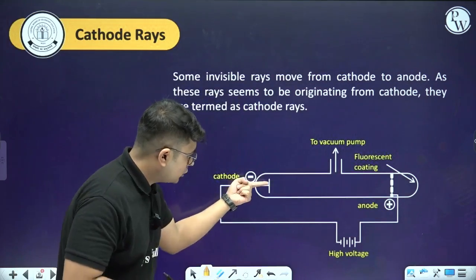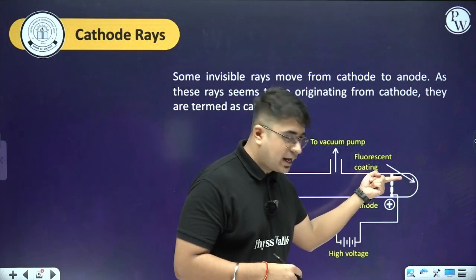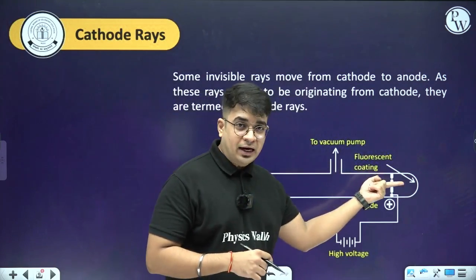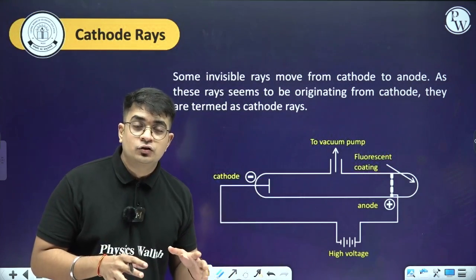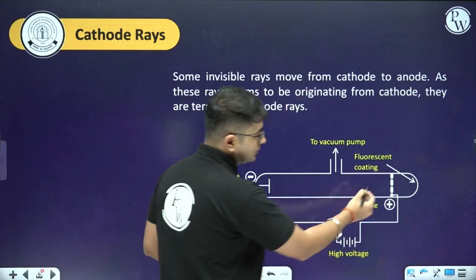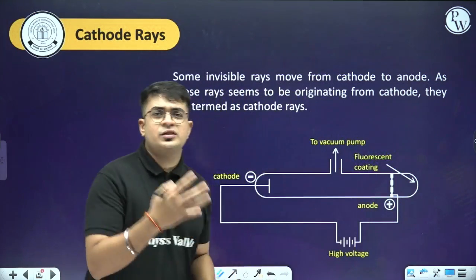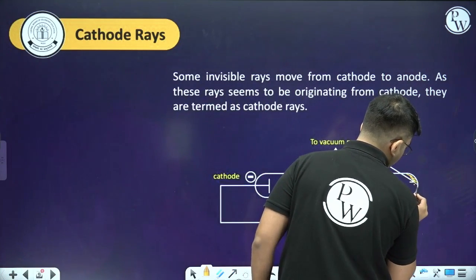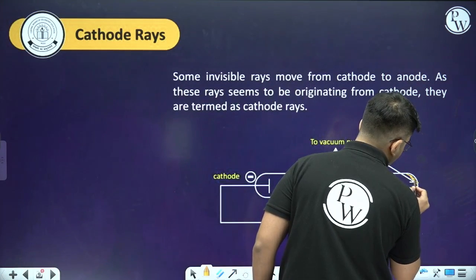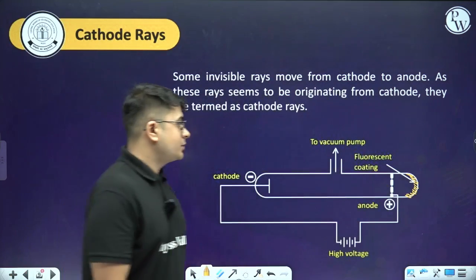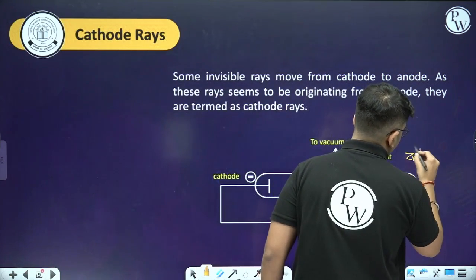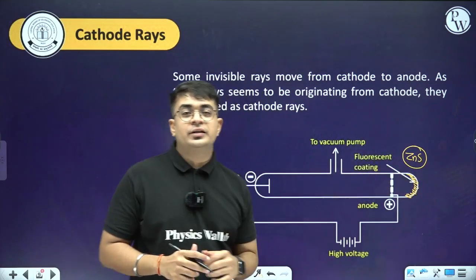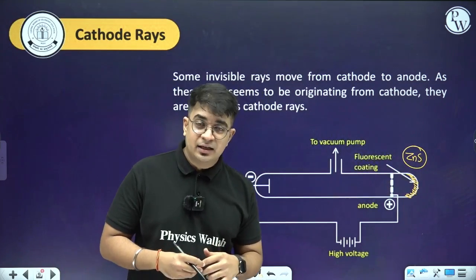If something is moving from cathode to anode and we cannot see it because it is not visible, I need to make sure that something is moving. So I can make small holes in the anode, which is a perforated anode, and I can coat the back side of the glass tube with a specific chemical, which is ZnS, zinc sulfide.